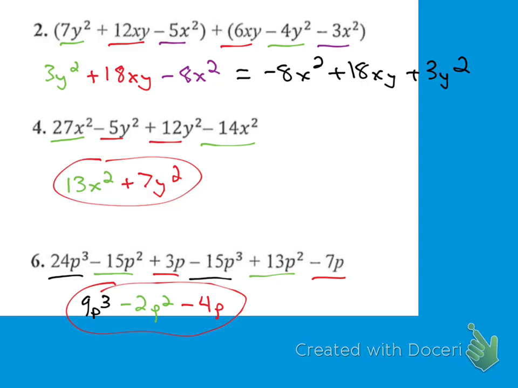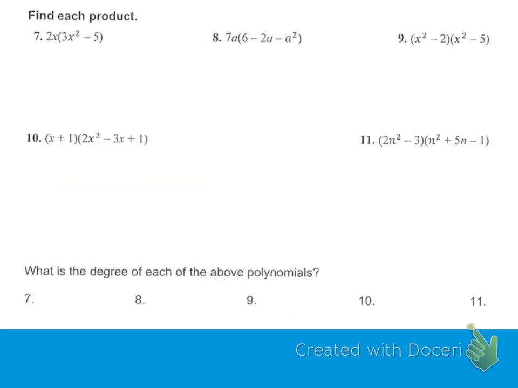The next section here, we're practicing multiplying polynomials. So for 7, we have a monomial times a binomial. So all I'm going to do is distribute. The key here on all of these, each one of these we're doing distribution techniques. So here we're distributing the 2x to 3x squared, which would give us 6x cubed. Remember, we add exponents when we multiply. And then 2x times negative 5 would give me negative 10x.